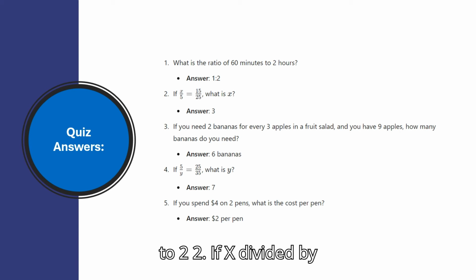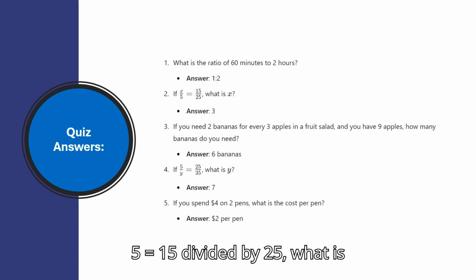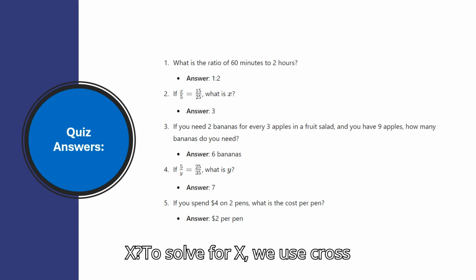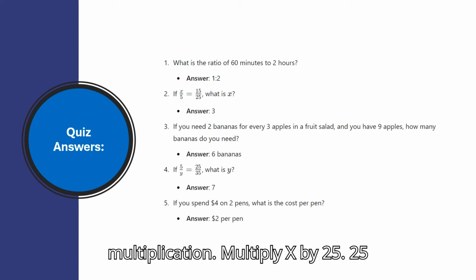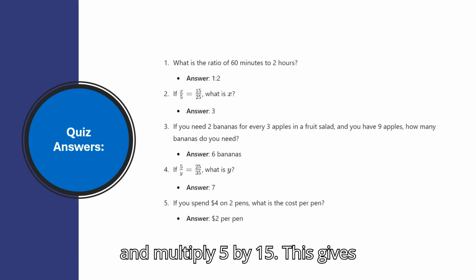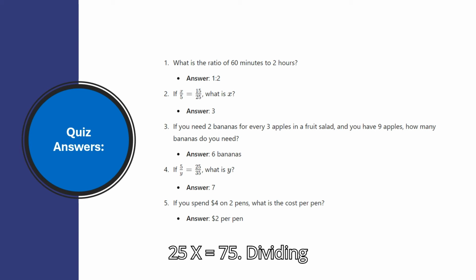2. If x divided by 5 equals 15 divided by 25, what is x? To solve for x, we use cross multiplication. Multiply x by 25 and multiply 5 by 15. This gives 25x equals 75. Dividing 75 by 25, we find x equals 3. Answer: x equals 3.